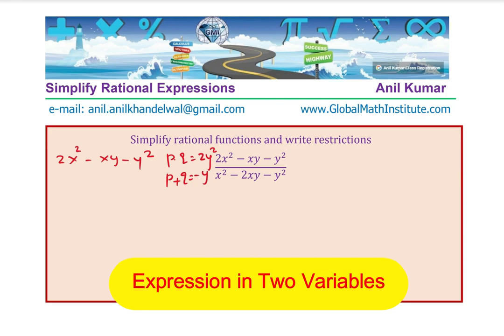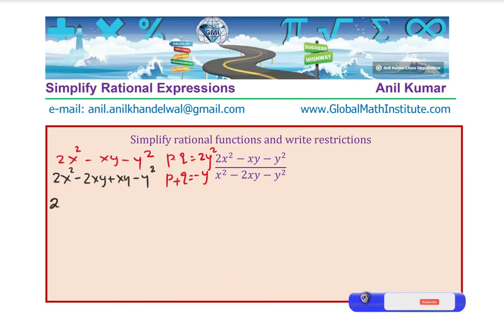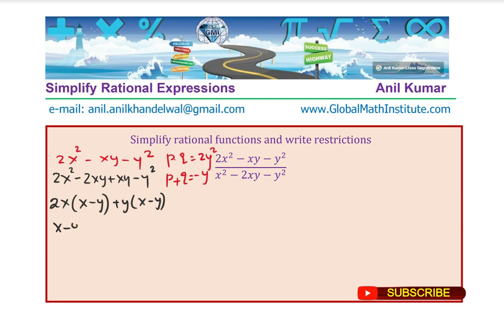So we could rewrite this as 2x squared minus 2xy plus xy minus y squared. And now you group factor, taking 2x common, you get x minus y. And we have y common, and factor is x minus y. Since x minus y is a common factor, the other one is 2x plus y. So that is how we have factored this one.